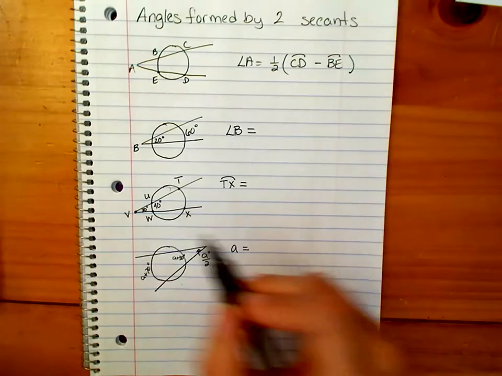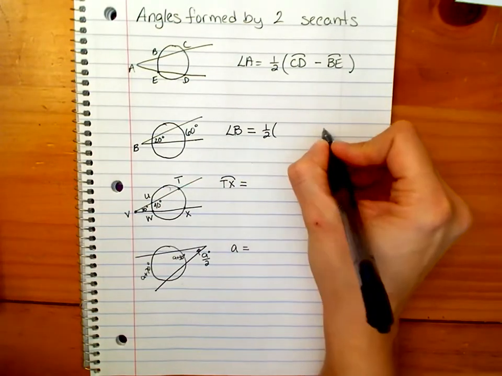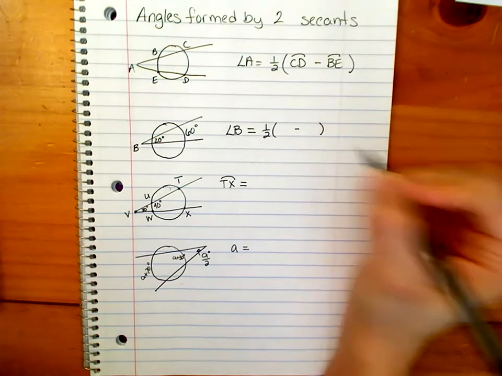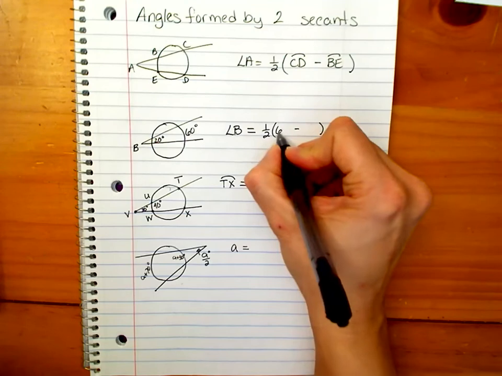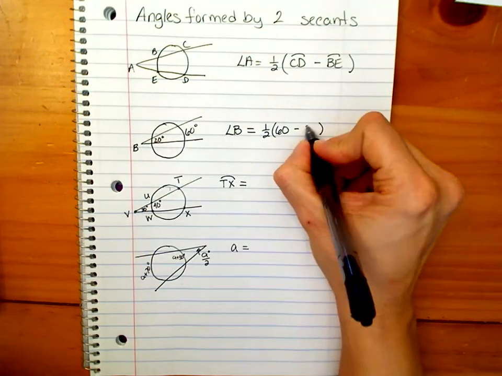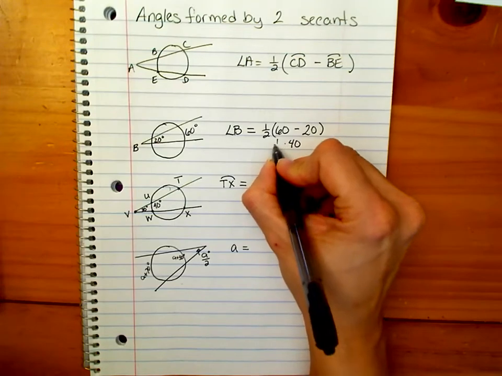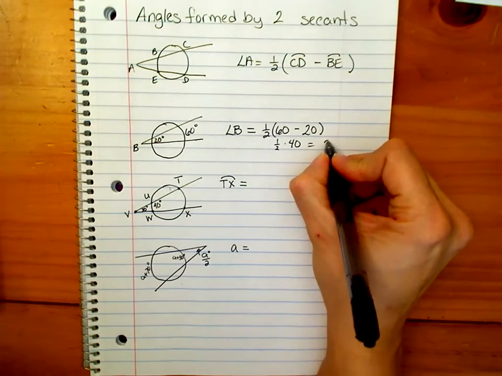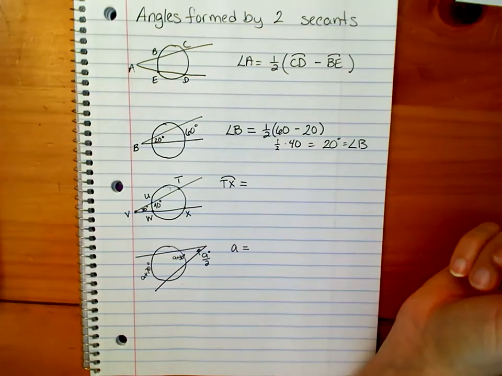So here are a couple of examples. If we want to find angle B, it's going to be equal to 1/2 the arcs that are intercepted subtracted, the difference of the two arcs. Always take my biggest arc and subtract my smallest arc. 60 minus 20 is 40, and 1/2 of 40 is 20. So angle B is 20 degrees.